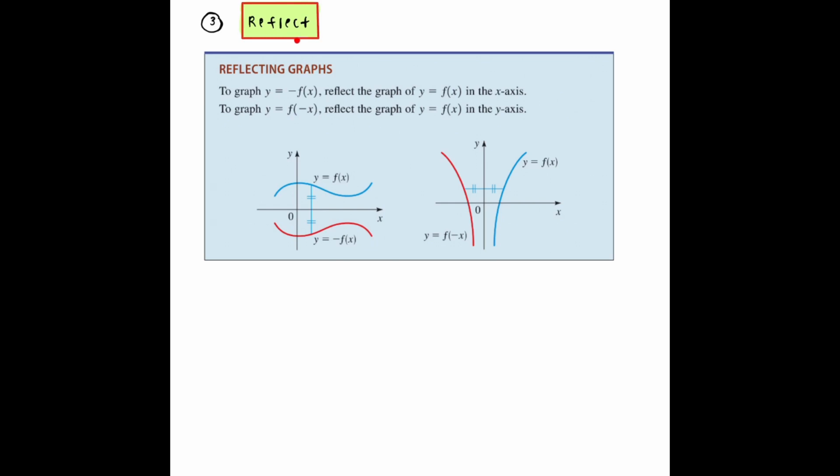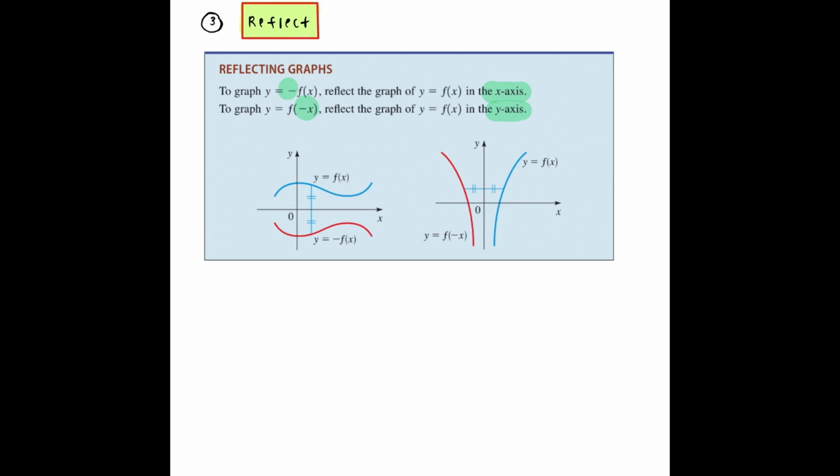So in reflection, how do you know whether your graph has a reflection? You have a negative in your function. If the negative is outside the function, your graph will reflect about the x-axis. If you have a negative inside the function, your graph will reflect about the y-axis.